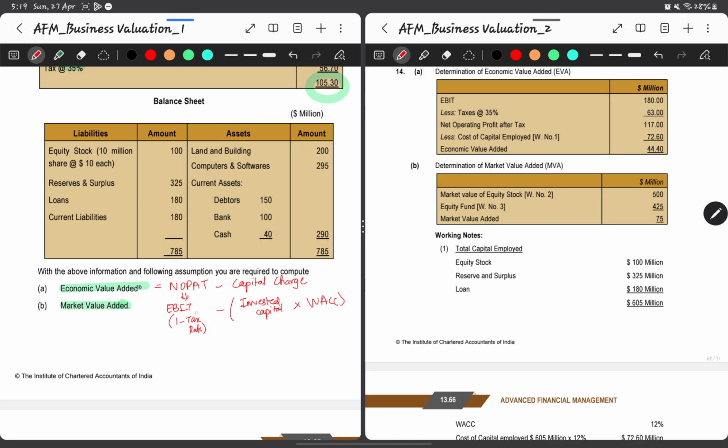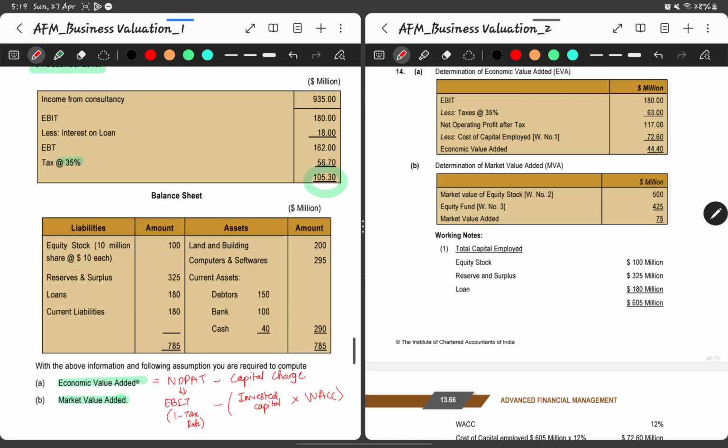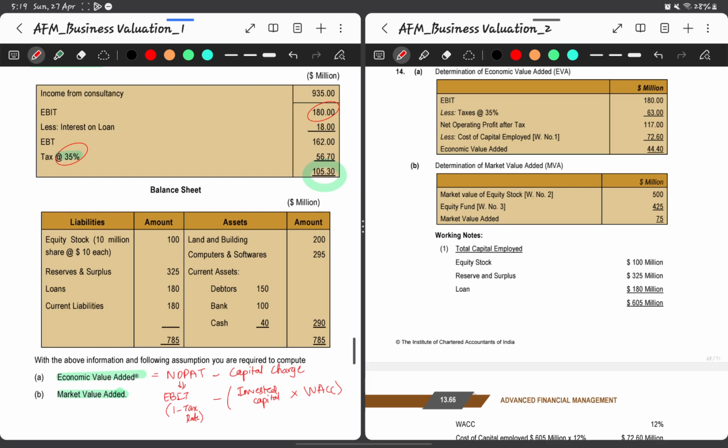So first, we need the EBIT. It is already there. As we can see, it is 180, and tax rate also we know, 35%. So we can easily calculate net operating profit after tax. Capital charge we need to know. Weighted average cost of capital also we have to find out, and then total invested capital we can find out.